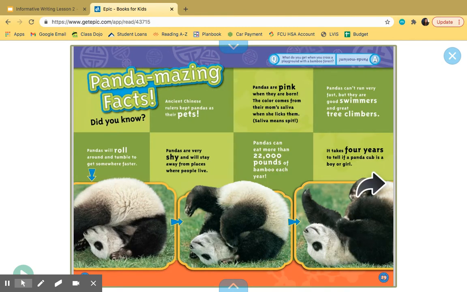And this page says Panda Amazing Facts. We're going to talk about facts more later this week, but a fact is something that you can prove. So on this page, we can read through all these facts and learn even more about panda bears.